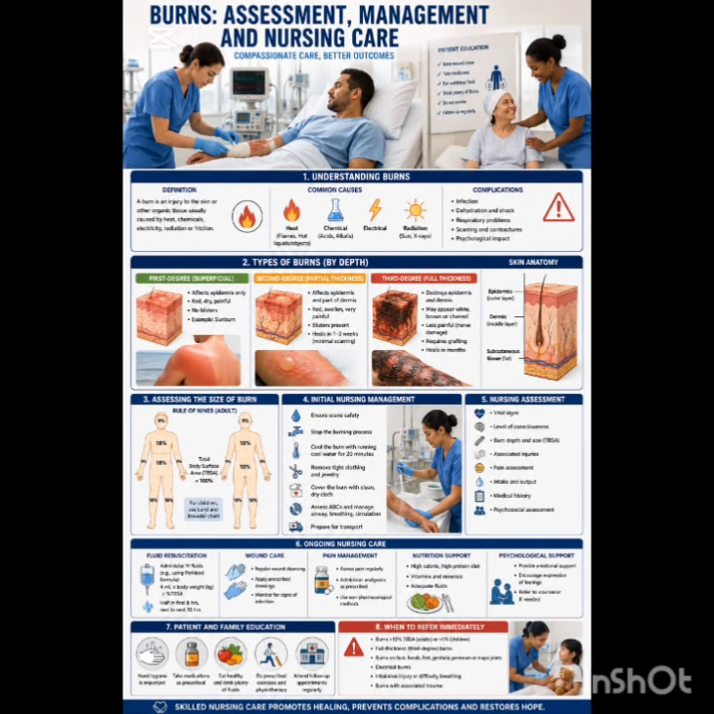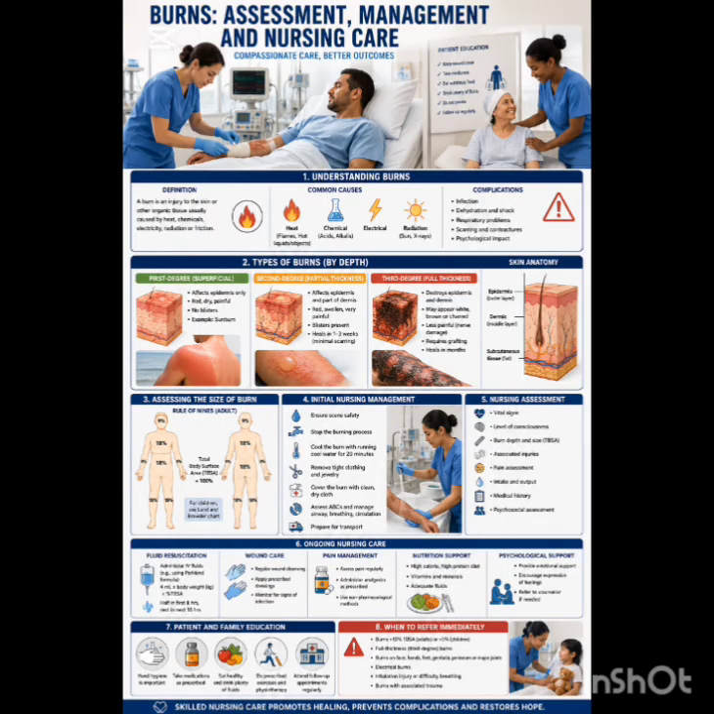Greetings once again. Today's business is to talk about burns, assessments, management, and nursing care plans of those patients with burns. So the first thing we are going to talk about is burns.